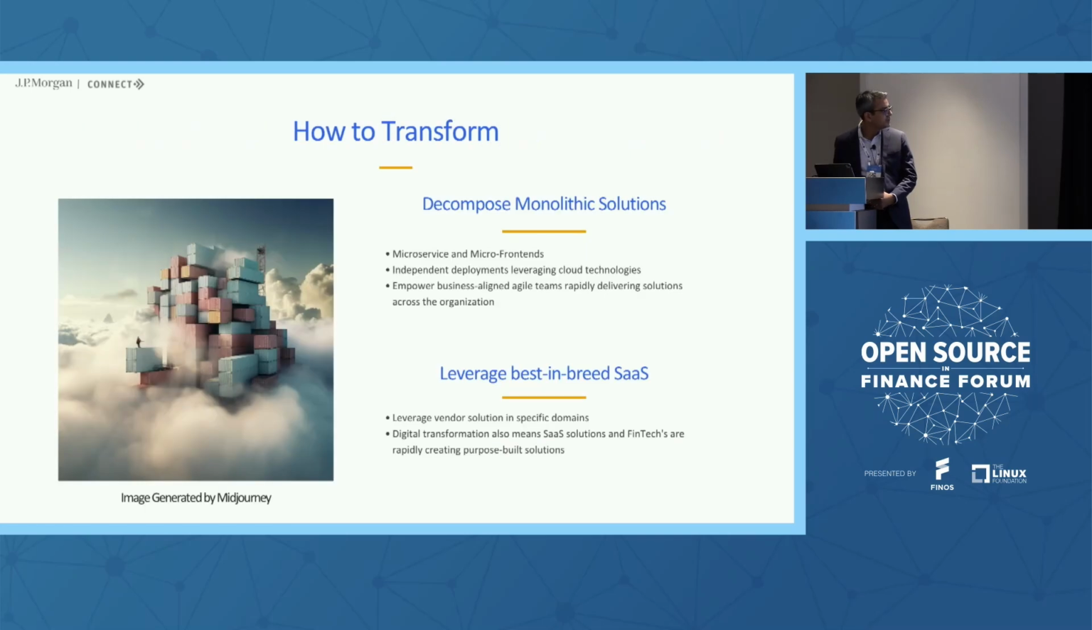Okay. So how do we transform? We decompose monolithic software. So we put things into the cloud. We have microservices, micro front ends. We enable that through cloud technologies. And business-aligned groups can deliver solutions really fast. So you can have agile teams across your organization delivering solutions rapidly.